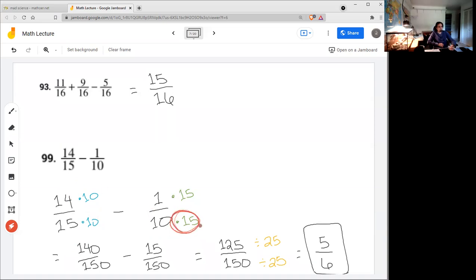Or if I multiply the bottom of a fraction by times 15, I also have to multiply the top by times 15. So I will get 140 1/50ths minus 15 1/50ths. And then I'm back up to this story. I have $140. I spend $15. I have $125. Then there's this annoying rule that fraction answers should be fully reduced.